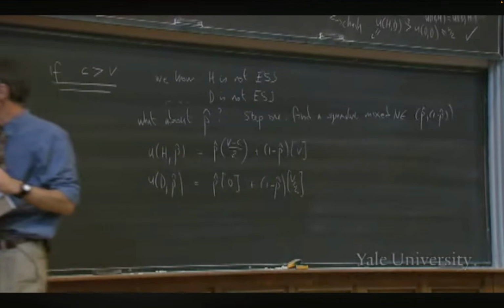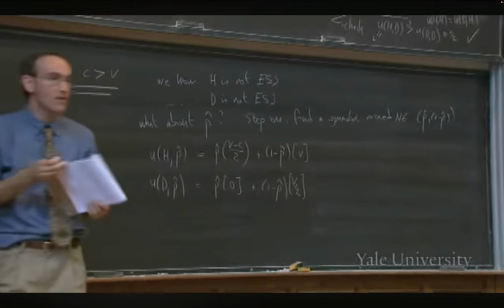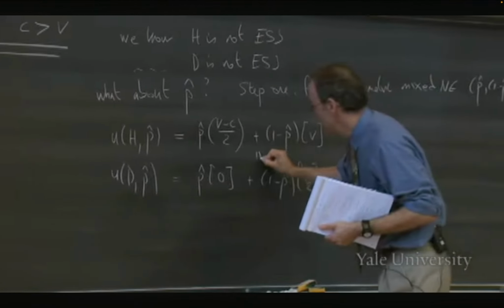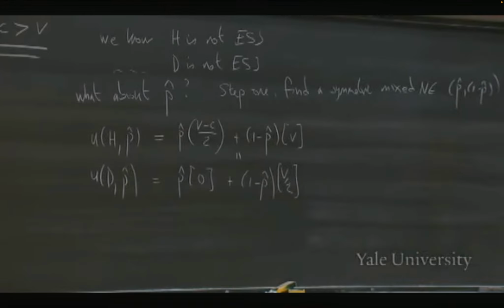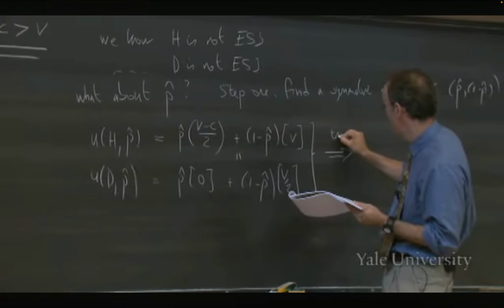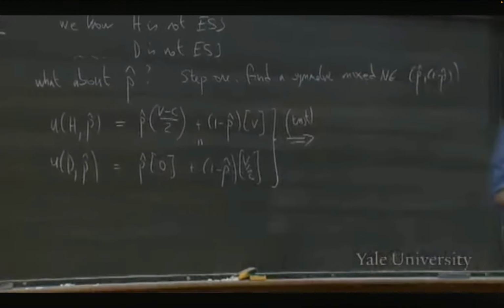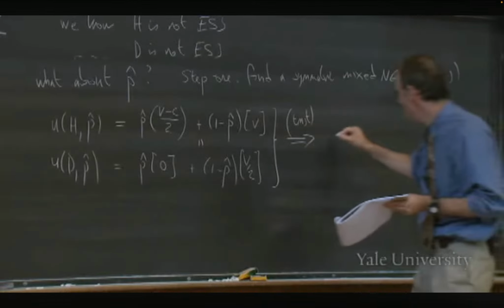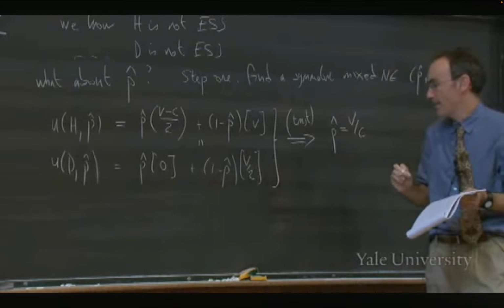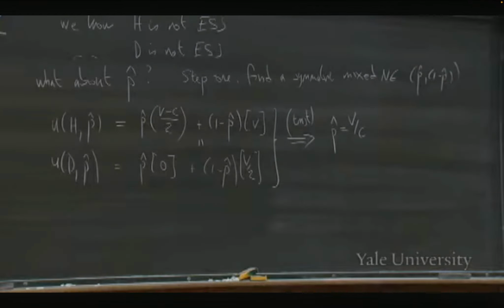Okay, everyone happy with the way I did that? That should be pretty familiar territory to everybody by now. So I'm going to set these two things equal to each other, since they must be equal if this is in fact a mixed strategy equilibrium. Then I'm going to play around with the algebra, but to save time, I did it at home. So trust me on this, or check me at home. This is going to turn out to imply that p hat equals v on c.